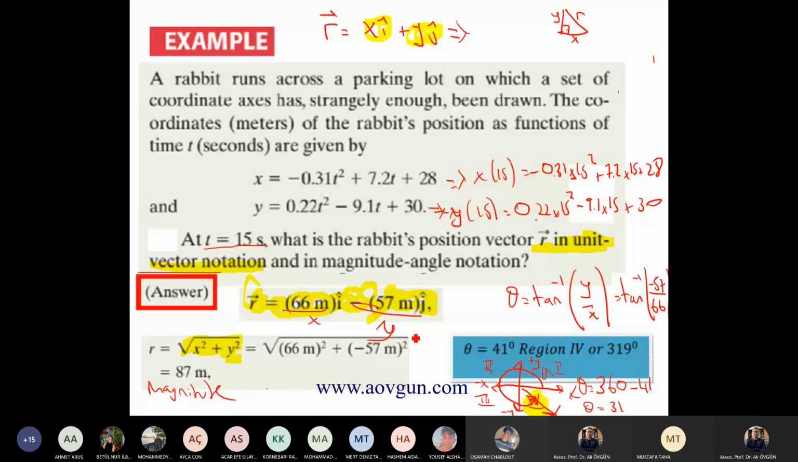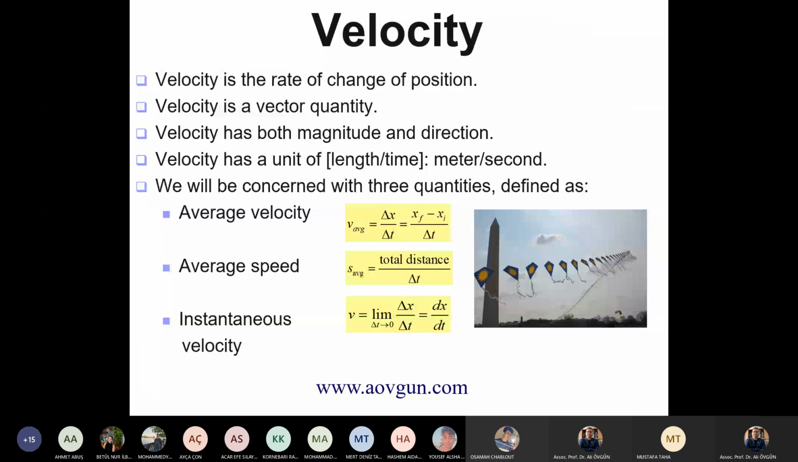Degree. Okay, this is also a very important point which we study also in the vectors. Another important quantity is velocity, and velocity is also a vector quantity. And what is the velocity? Velocity is the rate of change of position. And velocity has both magnitude and direction. And velocity has a unit of what? Meter per second. So this is a derived quantity.